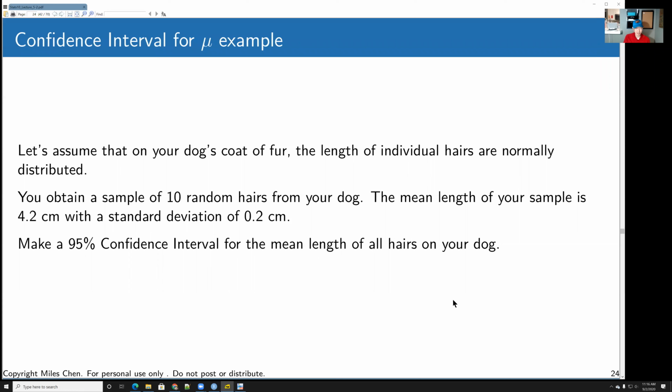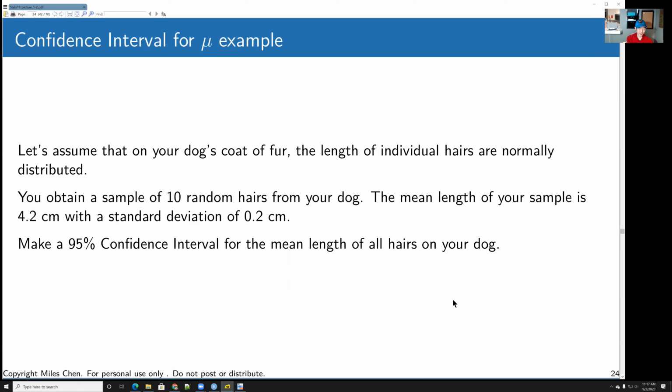I was brushing my dog the other day, and he's a Shiba Inu, so he has an outer coat and an undercoat. He's got two types of fur, so he's just shedding so much hair. And so I just thought, well, maybe the length of hairs on a dog's coat are normally distributed. I have no idea, right? So I'm just making up these numbers.